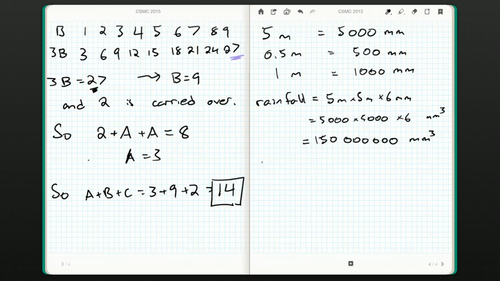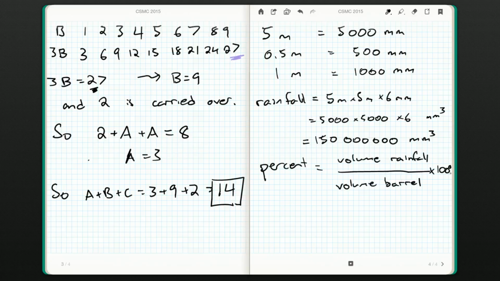Now, the percent that we want, that's what we want. The percent is the volume of rainfall over the total volume of the barrel. The volume of the barrel represents 100%. So we know the volume of the rainfall. Now we just need to know the volume of the barrel. Divide those two and multiply it by 100%, and we're going to get our answer.